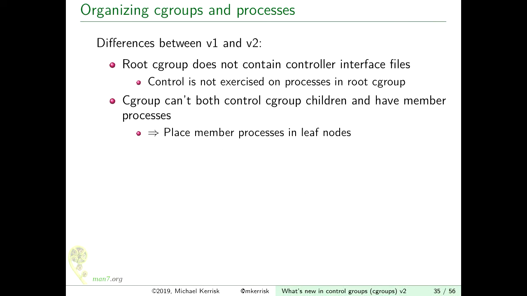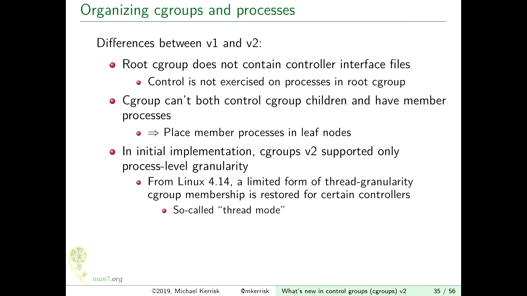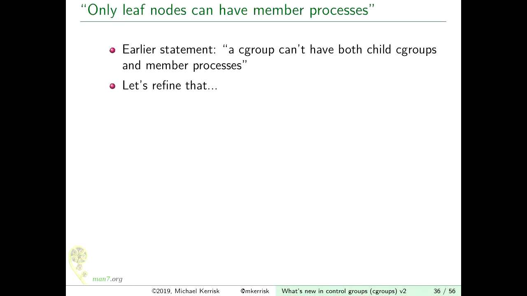A cgroup in version 2 can't both have member processes and control cgroup child directories. I'll come back to that in a moment. And in version 2, at least to begin with, there was no concept of thread-level granularity. If you have a multi-threaded process, all the threads must be in the same cgroup. Now I just want to come back to one of those points of difference.